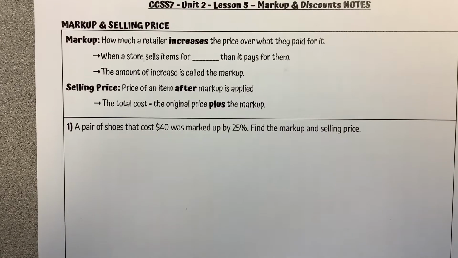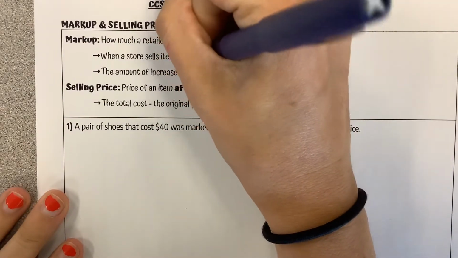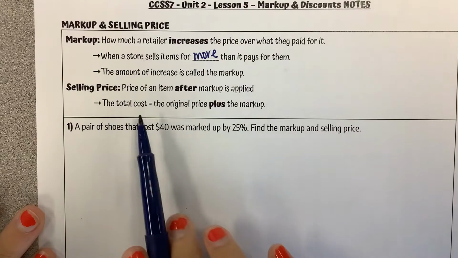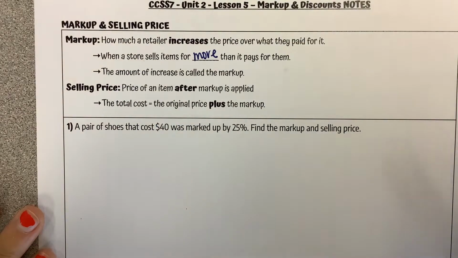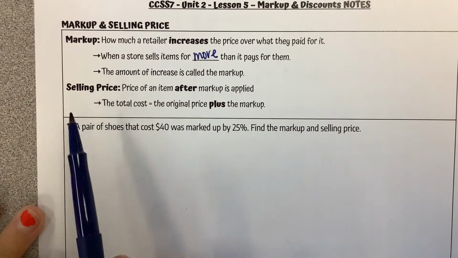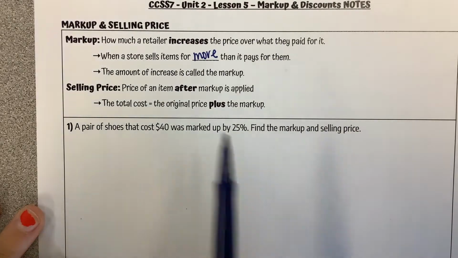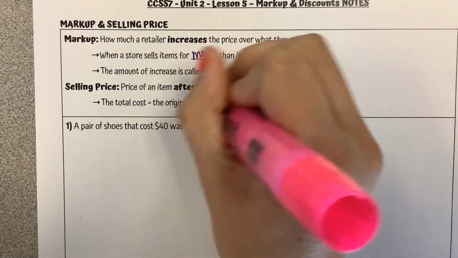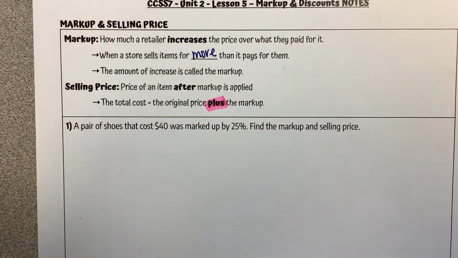So it costs them a certain amount to make a product, but they need to earn money. So they are marking up the price. When a store sells an item for more than it pays for it is essentially what it's saying. And the amount of increase is called the markup. The selling price is the price after a markup is applied, right? The selling price is what they are selling it to you for. That's what you purchase it for. And the total cost is going to be the original price plus the markup. We're adding it. It's increasing the price.